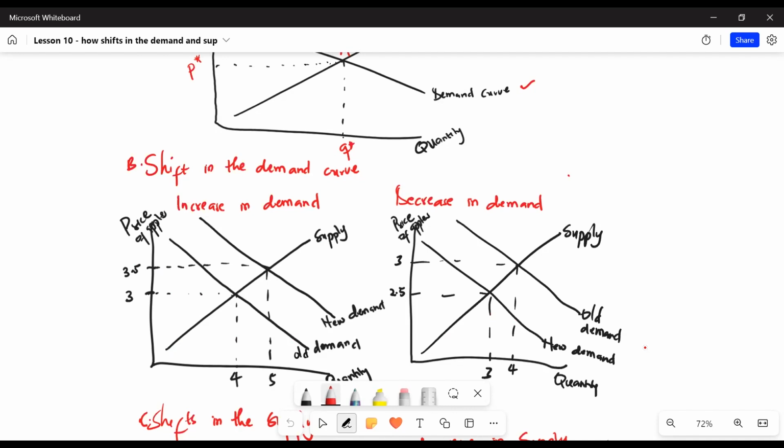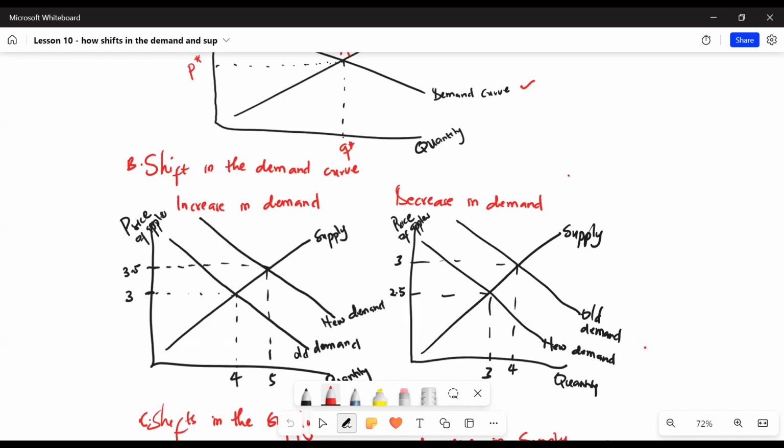Some of these factors include the income of the consumer, expectations, price of related goods, number of buyers, and preferences. So any of these factors can cause a shift in the demand curve to the left or to the right.